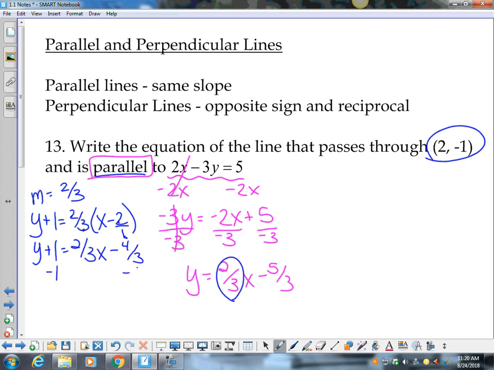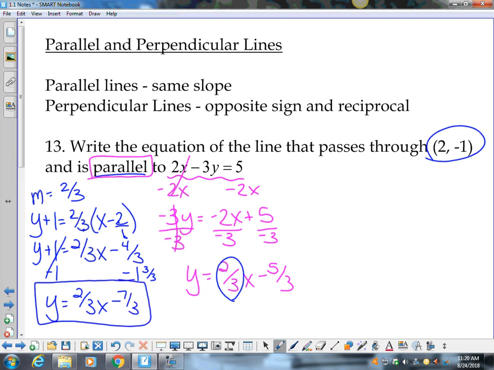And then I'm going to subtract 1. You're not touching your calculator. Common denominator would be a 3, so he would be 3 over 3. And so that would be minus 7 over 3. I need you to be able to do that in your head. Okay?